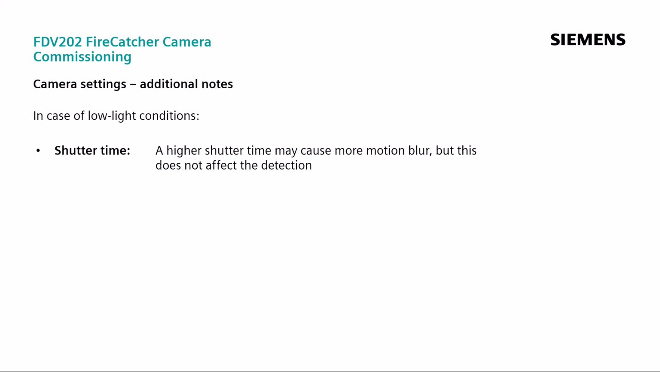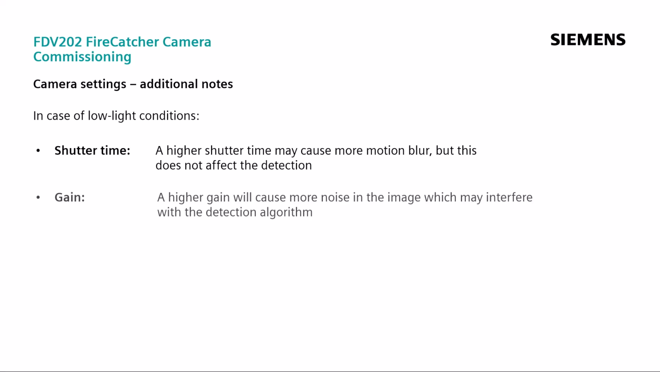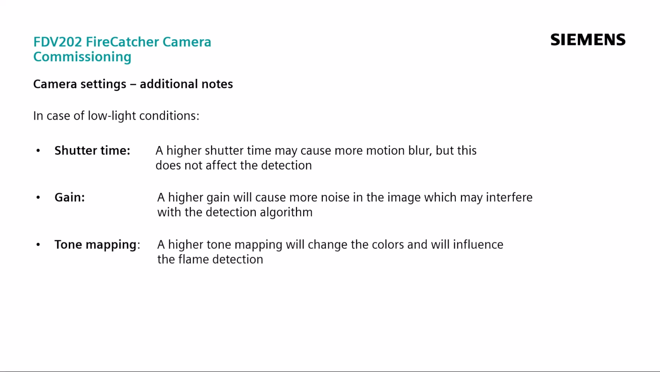In low light conditions, the image might not reach the required quality. In that case, please adjust it in the following order. The shutter time. A higher shutter time may cause more motion blur, but this does not affect the detection. The gain. A higher gain will cause more noise in the image, which may interfere with the detection algorithm. And finally, the tone mapping.